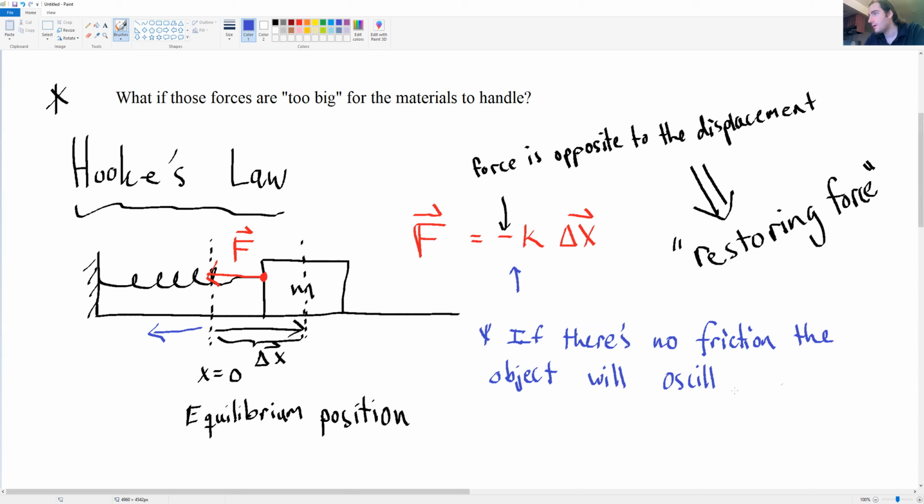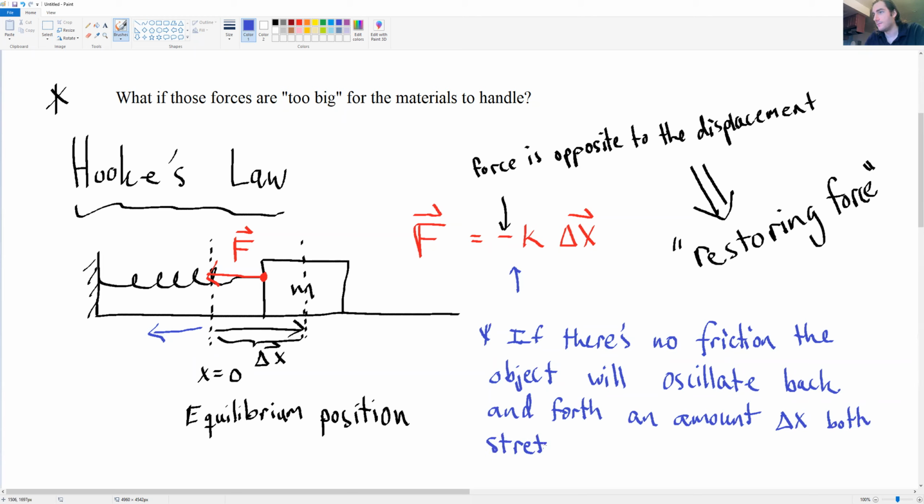So it's going to oscillate back and forth in amount delta x, both stretching and compressing.